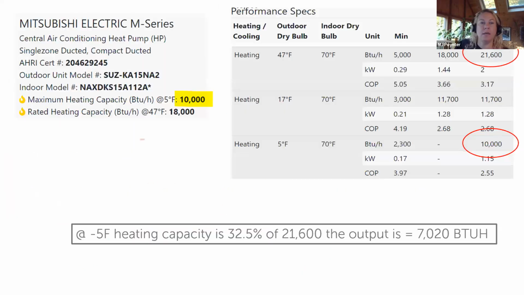So I sized up to a 15, which gives you 18,000 rated. It can go down to 5,000 at 47. And then at -5, it can do 7,000, which is not very far off from the 8,000, which is the design.